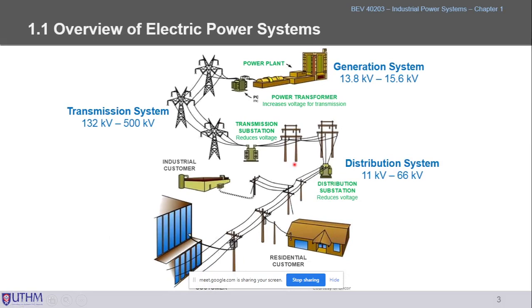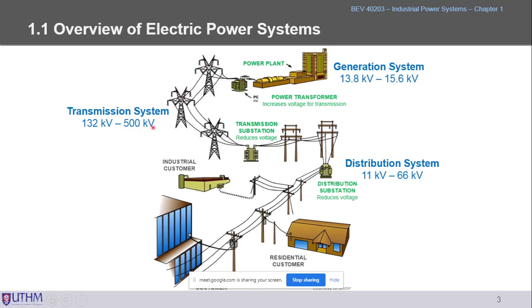This is the first introduction to the IPS. Where is the IPS located in our electrical power system? We have the generation systems. Normally the generation is about 15 kV, right? So the generation is about 15 kV, and then it will be stepped up using the transformer here, right? Then it will go to the transmission system, and the highest in Malaysia is 500 kV.